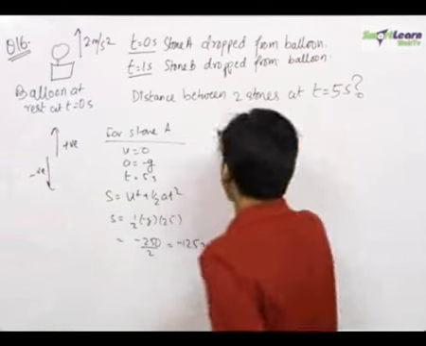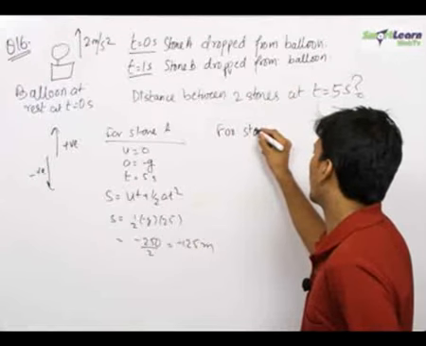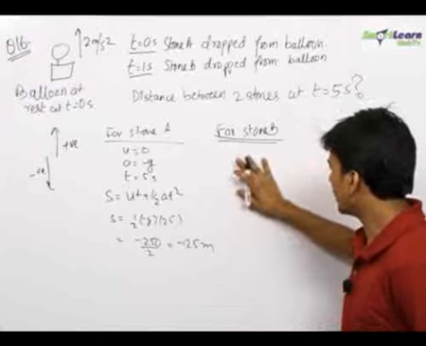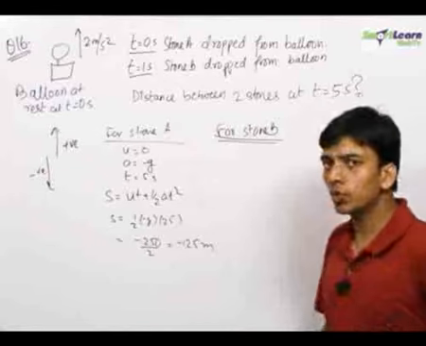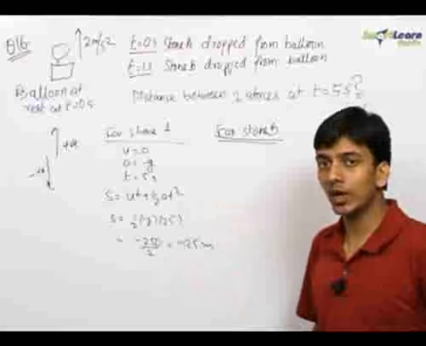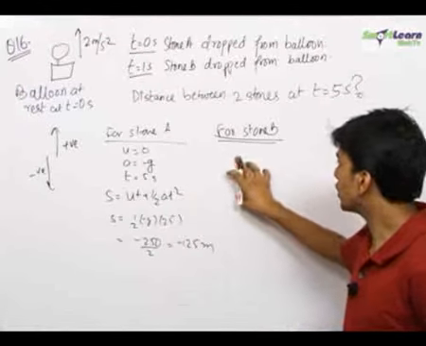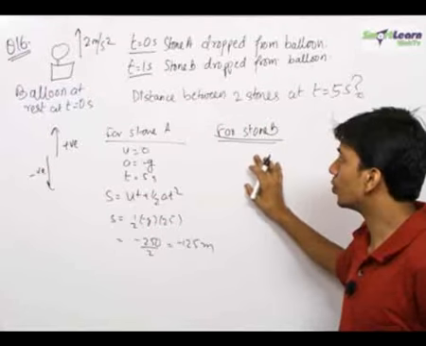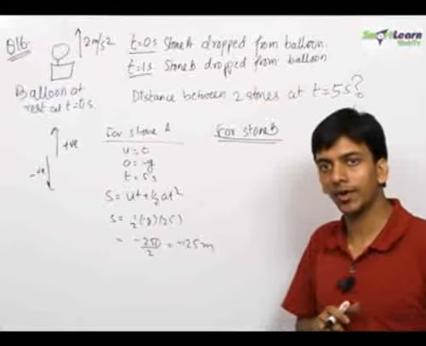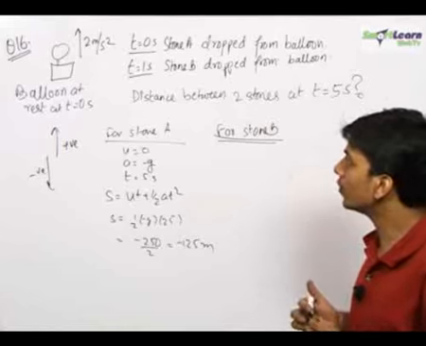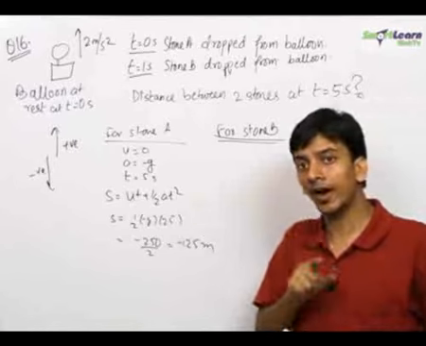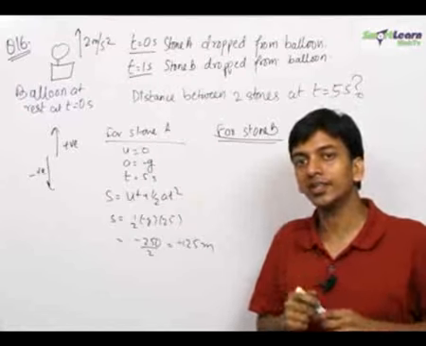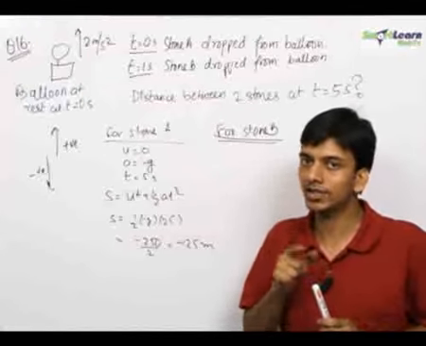For stone B, now stone B is at an important juncture. At t equal to 1 second, the hot air balloon also has some velocity. So the initial velocity of stone B is not 0 at t equal to 1 second. The initial velocity of stone B is the velocity of the hot air balloon after 1 second. So we need to find the velocity of the hot air balloon after 1 second to find the initial velocity of stone B, because when stone B is dropped, it takes along with it the velocity of the hot air balloon which it already had at t equal to 1 second.